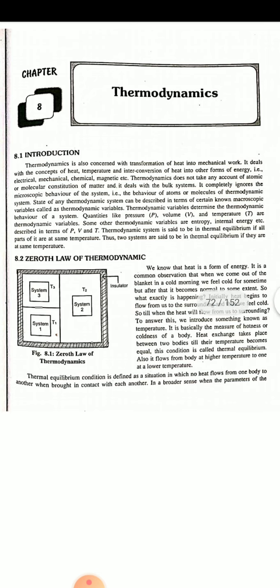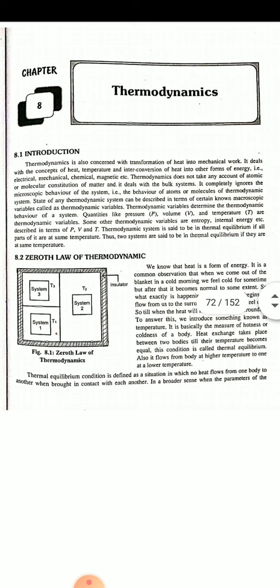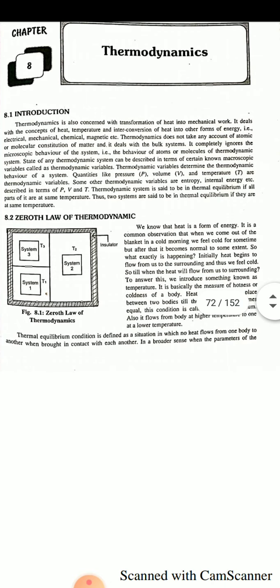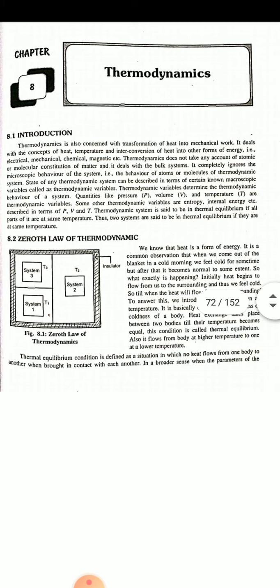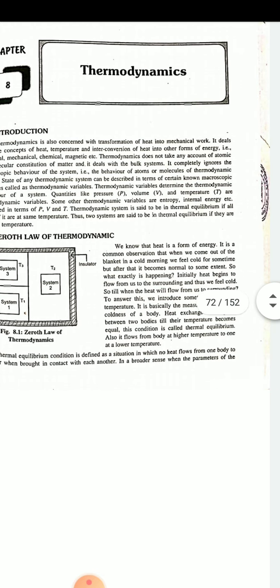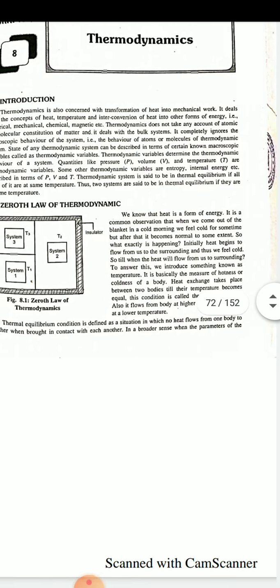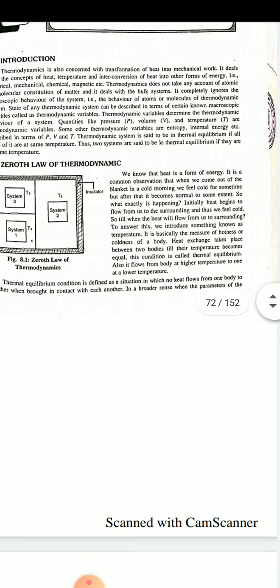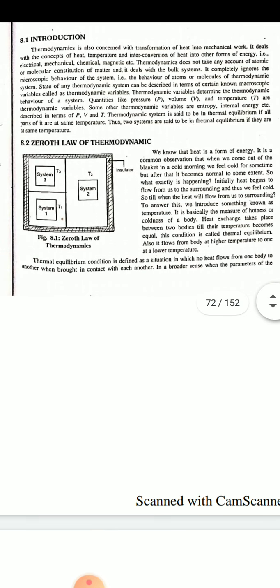A thermodynamic system is said to be in thermal equilibrium if all the parts of it are at the same temperature. The two systems are said to be in thermal equilibrium if they are at the same temperature. Zeroth Law of Thermodynamics. Thermal equilibrium condition is defined as a situation in which no heat flows from one body to another when brought in contact with each other. You can see here system 1, system 2, system 3 are there. Okay.